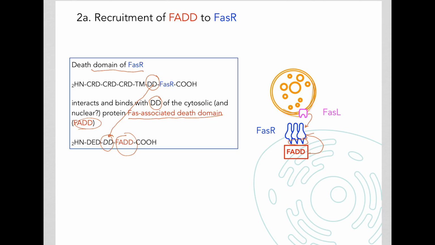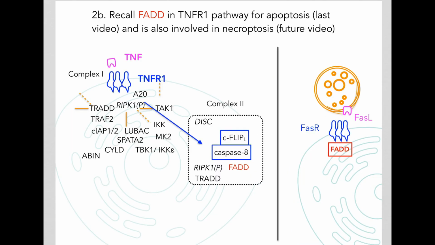Recall from the last video when we talked about TNFR1, we also saw the importance of this FADD. It is a predominantly cytoplasmic protein, but there is research showing that it may also be present in the nucleus. Okay, so this once again is involved here in case of the Fas receptor and what we saw previously with the TNFR1 receptor.